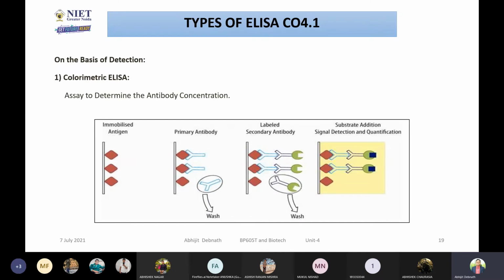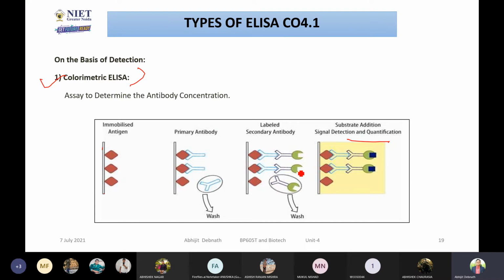So this is something about ELISA. Now based on the detection, you can also classify the ELISA into multiple categories. One way you can classify is the colorimetric ELISA. In that case, the immobilized antigen will be attached here, and the antibody will come, it will wash, and it will be forming some complex, and then through signal, the substrate addition is signal detection and quantification.